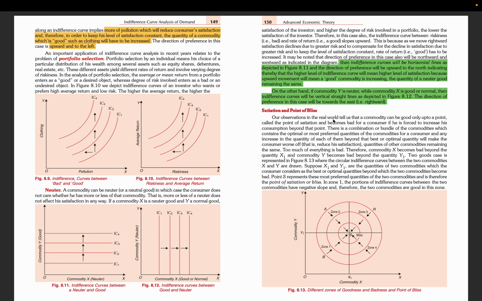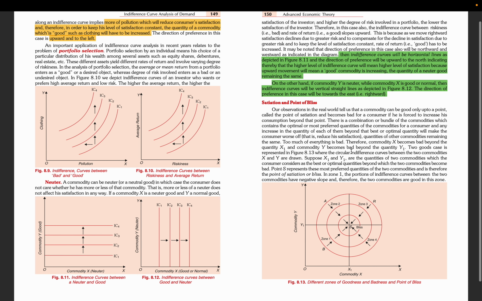The quantity of a neutral good remains the same. So the quantity of that particular good is remaining the same. On the other hand, if Y is a neuter, while commodity X is a good, then it's quite intuitive that there is more of the good X and the same level of Y.